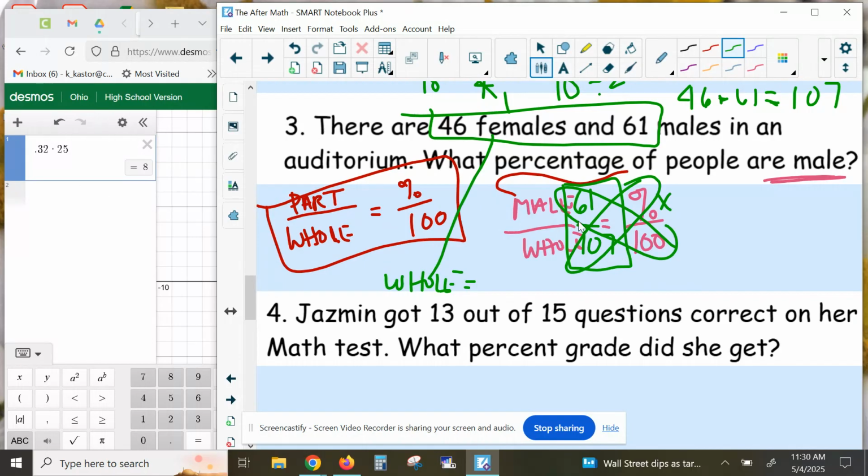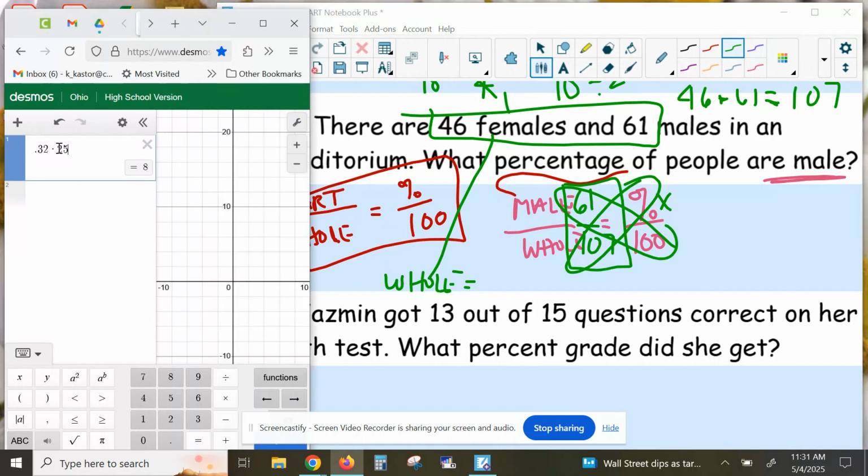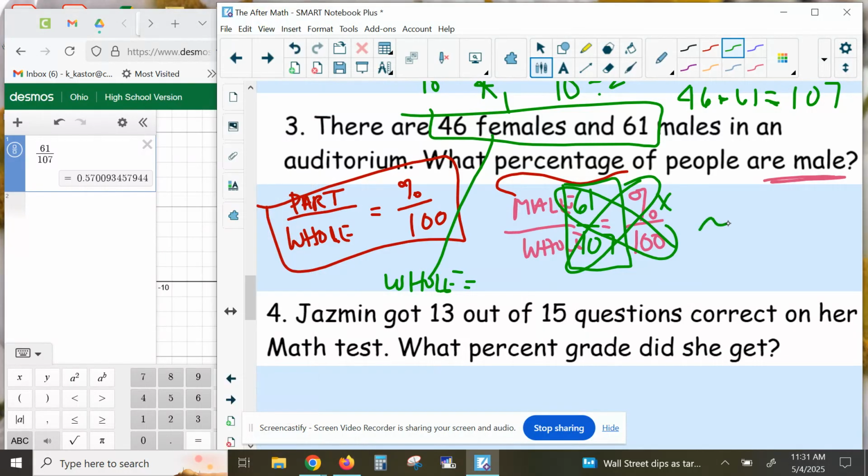Since I have my calculator up here, I'm just going to do 61 divided by 107. 61 divided by 107. So we get 0.57. Now that is, in order to change that to percent, we need to move it 2 places to the right. So this is going to be approximately 57%.